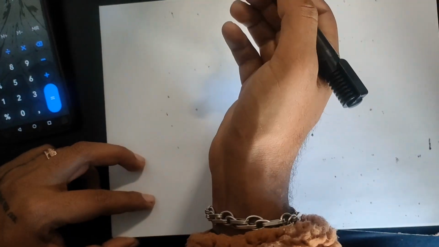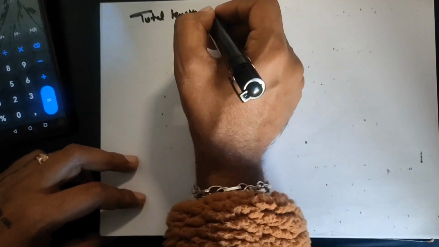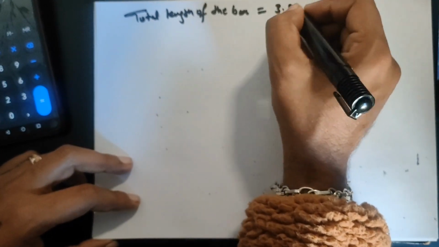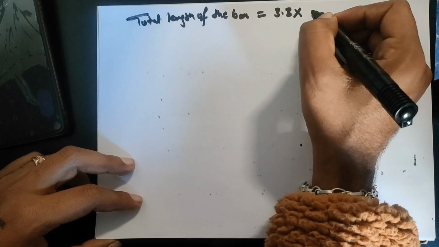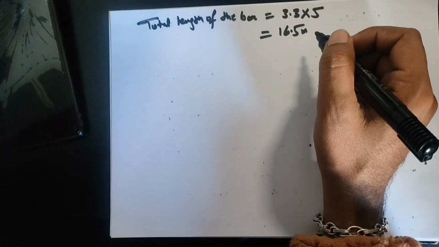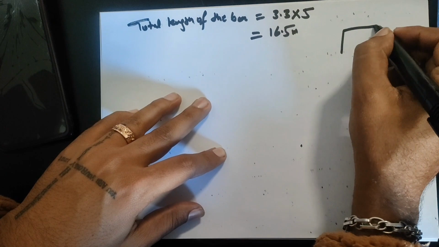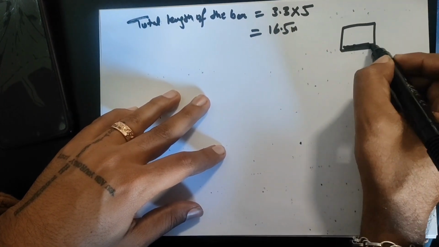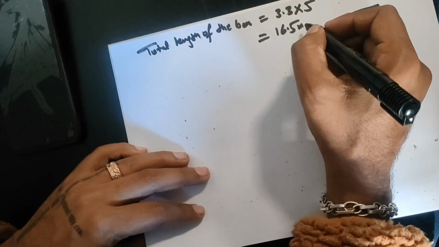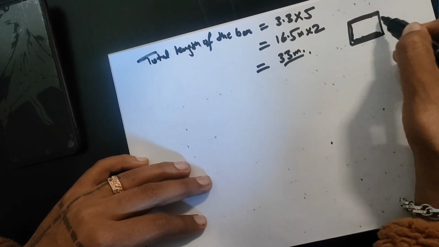So we have calculated the length of one bar and the number of bars. The total length of the bar would be the length of one bar multiplied by the number of bars. The length of one bar was 3.3, multiplied by the number of bars, which was 5, gives 16.5 meter. So it is for one side. Let me draw the side. This is the layout. For this side, when you tie it along the elevation, it's 16.5, and for the other side it's also 16.5, so multiply by 2 for two sides, which is 33 meter.